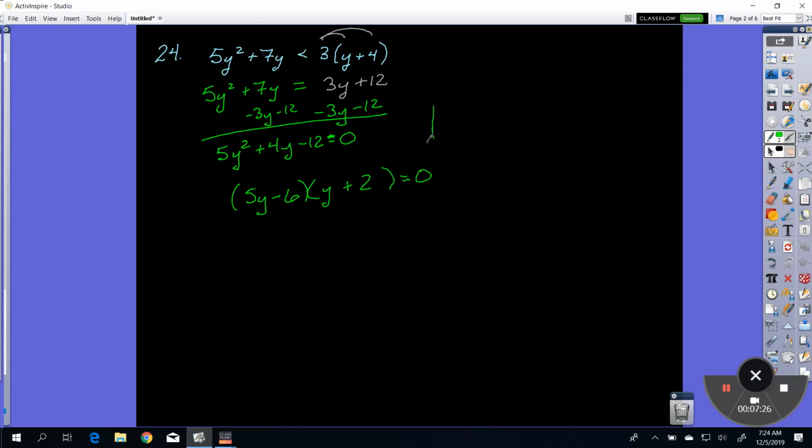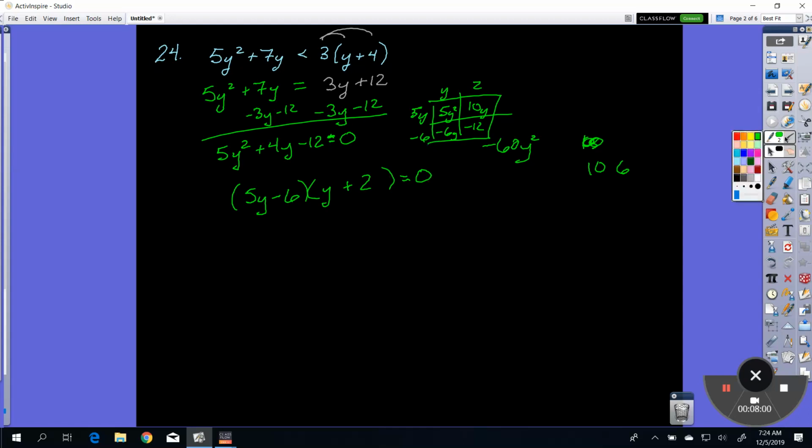You could have used the little square box method. 5y squared times negative 12 makes negative 60y squared. So what multiplies to be negative 60 and adds to be positive 4? That would be 10 and 6. And so you'd put those in here: 10, negative 6. Then you'd have the 5y, 1y, 2. So that's the box method if you wanted to do it that way.